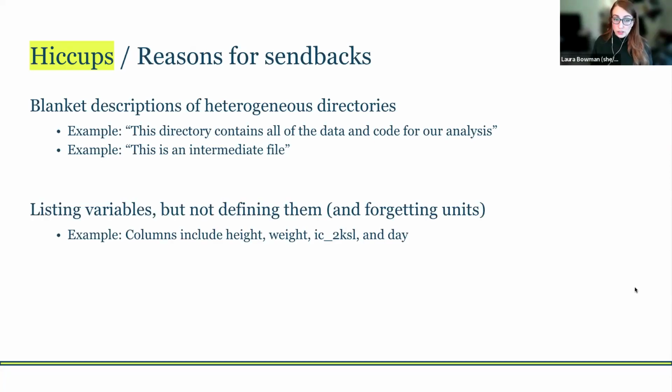Listing the variables, but not defining them, and forgetting units. This is extremely common, I think, because researchers are so close to their own data. They know what all of it means, so it doesn't occur to them to include it, but it is extremely important. I see a lot of data sets that say columns are height, weight, something I made up, and day. I don't know what units height or weight are in. I have no idea what that third one is. And day of what? They know, but I don't know. So make sure that you include it.